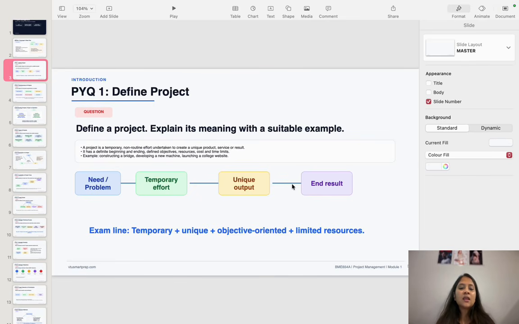In the exam, you can write this line: a project is a temporary, unique, objective-oriented activity carried out with limited time, cost, and resources. Are you clear? This line is very important. Remember the keywords temporary and unique, write the meaning of temporary, write the meaning of unique, and define it properly. A project is a temporary, unique, objective-oriented activity carried out with limited time, cost, and resources. These are the keywords you can remember for defining the project.